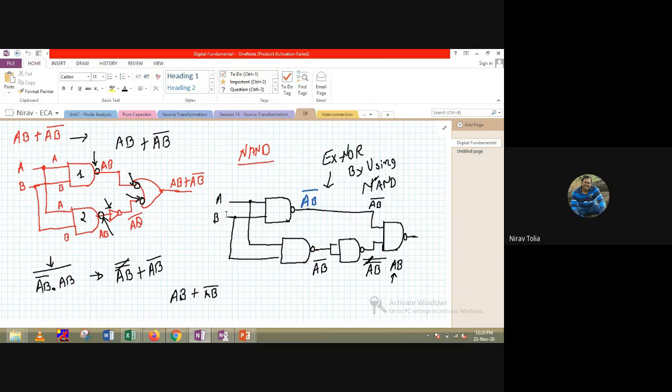Suppose you are selecting a NAND logic, then you have to put a bubble at the output of each AND gate and at the input of each OR gate. But suppose you are selecting a NOR logic, then you have to put a bubble at the input of each AND gate and at the output of each OR gate. Now that you have to decide or select. Okay.